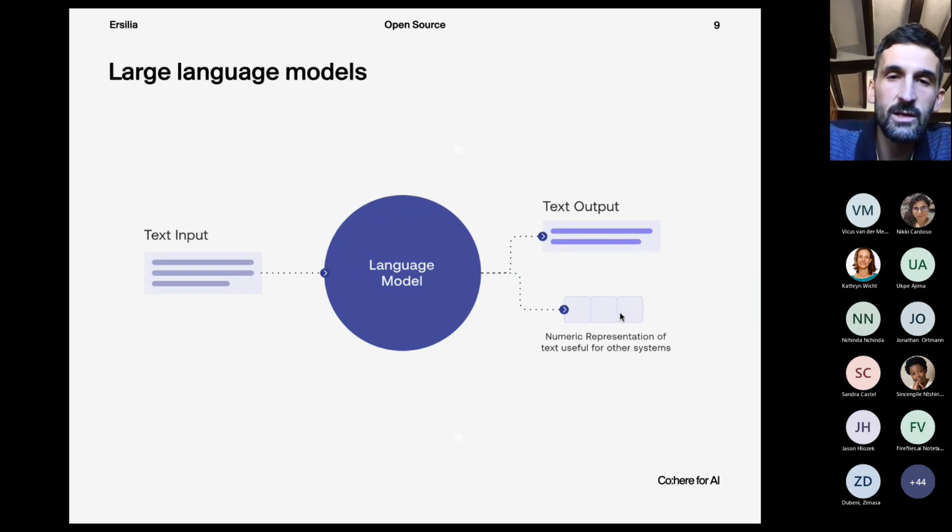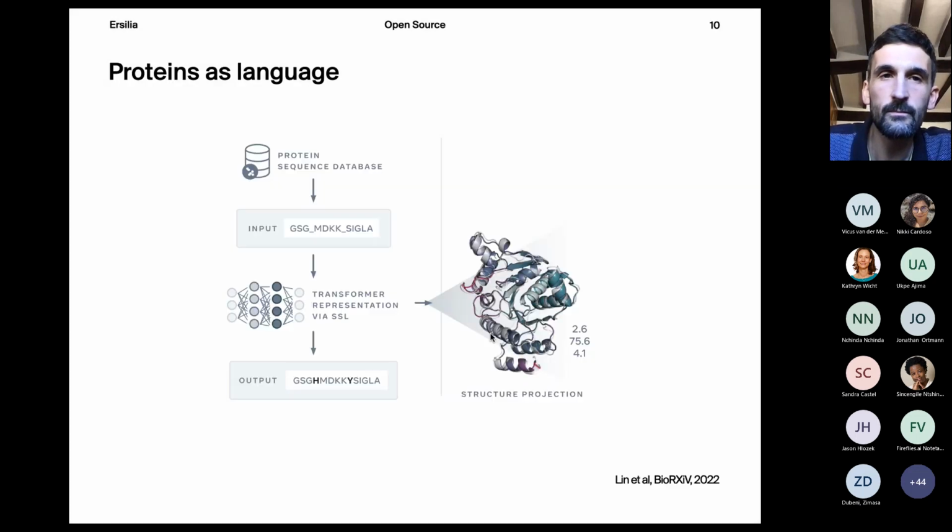What is this numerical representation? It's just a large array of numbers that captures numerically the meaning, the semantics of the text that is being processed. Okay, so whenever we do AI for drug discovery, we are always considering both things, the output itself, but also these latent representations of our inputs.